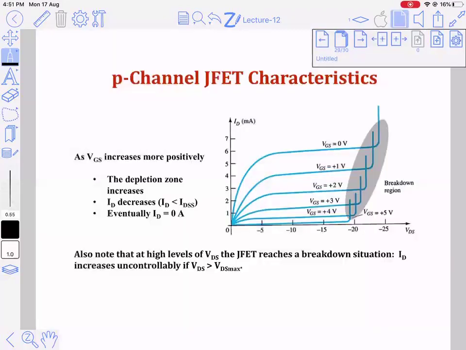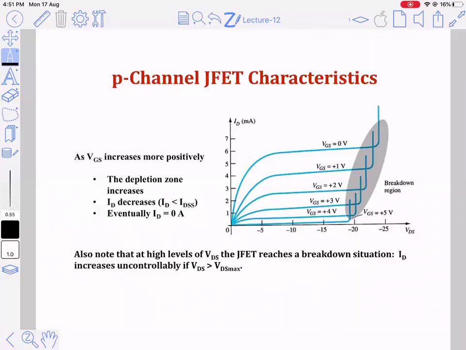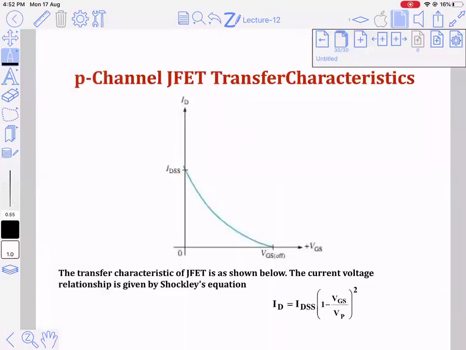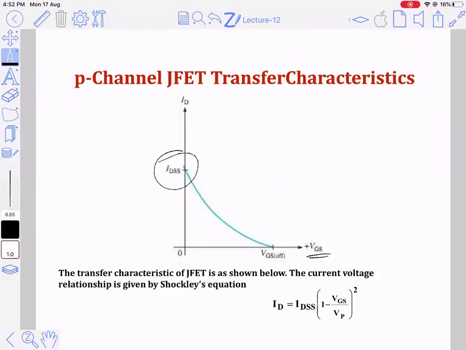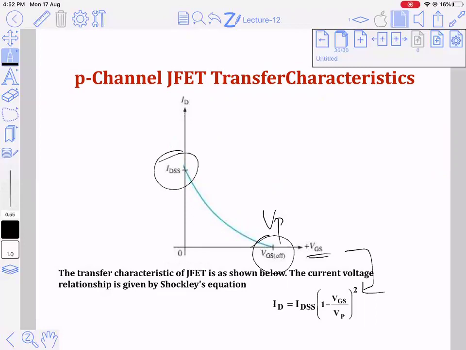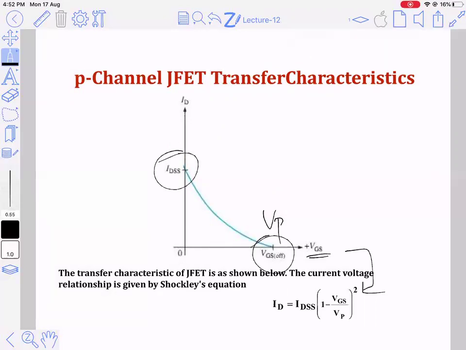If you look over here, you can see VGS is positive and this axis is negative. This is the transfer characteristic: IDSS, VGS is positive, and this is your pinch off. The equation is exactly the same. So this is nothing but the transfer and output characteristic of your P channel JFET. I hope this is clear.